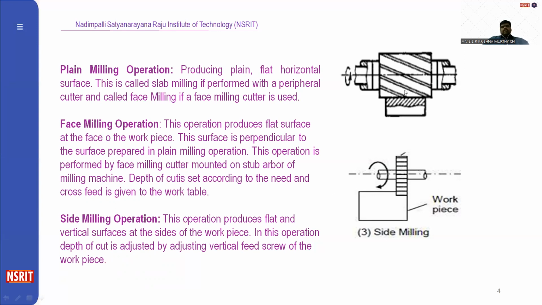Next is face milling, which is used to produce flat surfaces on the workpiece. The surface is perpendicular to the surface prepared in the plain milling operation. The operation is performed by a face milling cutter only, mounted on the stub arbor of the milling machine. Next is side milling. As the name suggests, the operation produces flat and vertical sides of the surface of the workpiece. In this operation, depth of cut is adjusted by vertical feed. This is the schematic diagram of it.